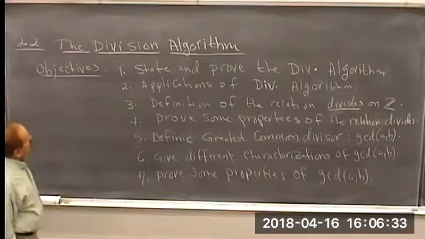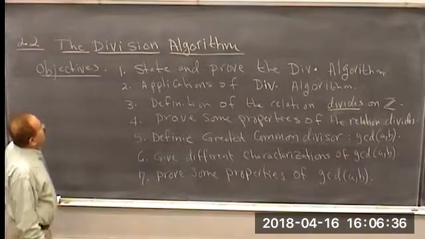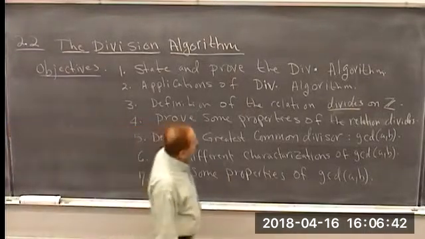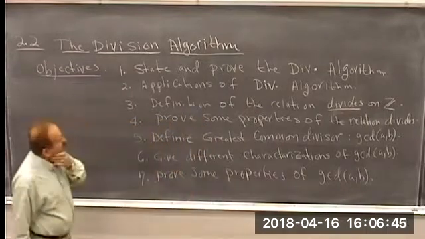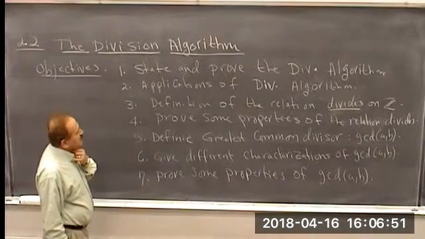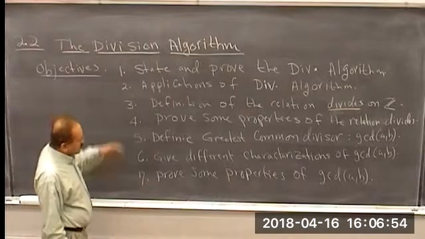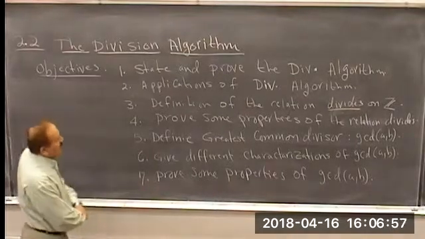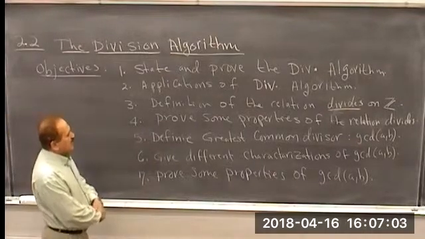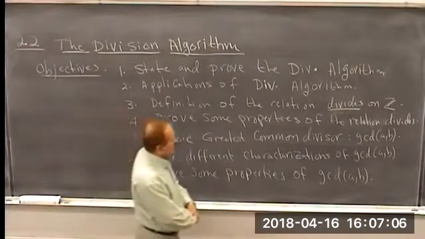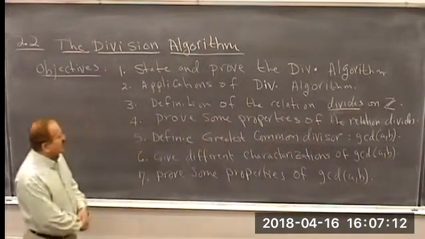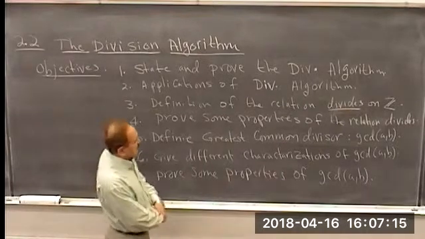All right, so these are the objectives that we're going to cover in this section. First, we're going to state and prove the division algorithm. Then we're going to look at a few applications of the division algorithm, and more uses of the division algorithm we're going to actually see throughout the course. Then we're going to give a definition of a binary relation on the set of integers. It's called divides. Okay? And then we're going to prove some properties of this relation.